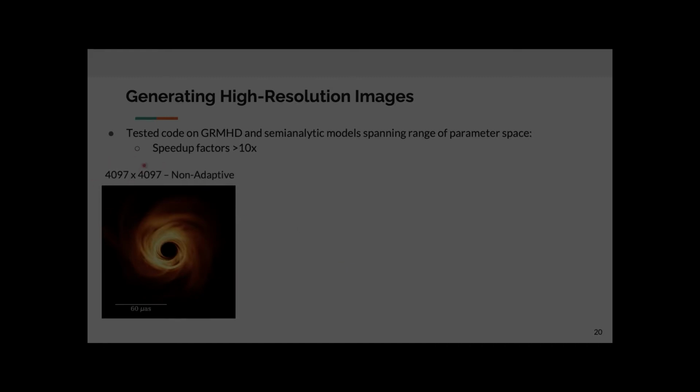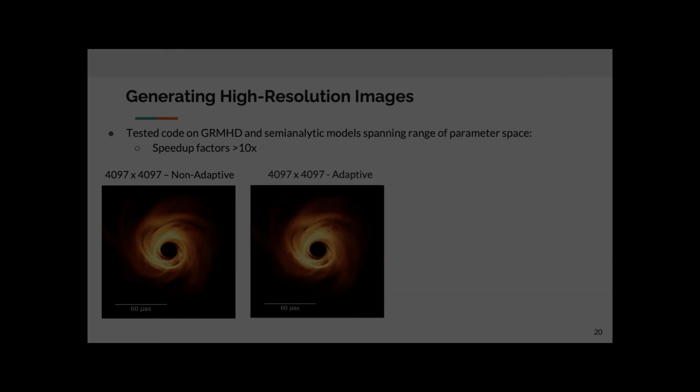So here's a very high resolution, 4097 by 4097 pixels. This is an image that was ray traced non-adaptively, so using the old code. And here's the same image ray traced adaptively. The adaptively ray traced image is very accurate. These two images show a total flux that agree with each other to within a part in 10 to the 4. And yet it was ray traced at 10 times the speed.